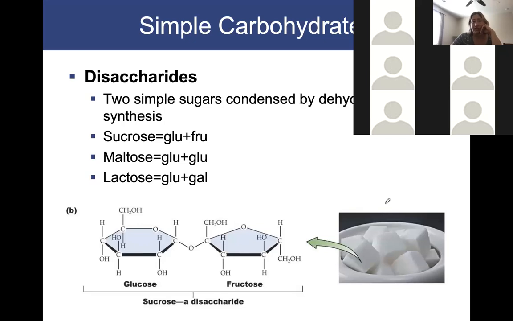Disaccharides are 2 simple sugars stuck together, right? So using a dehydration synthesis. An example of a disaccharide would be sucrose. Sucrose is glucose and fructose stuck together. So glucose is stuck together using dehydration synthesis to fructose. And these together make sucrose, which is a disaccharide. Sucrose is table sugar. And so table sugar is a disaccharide. It's glucose and fructose stuck together, and it's really sweet. Humans like the taste of sucrose a lot.